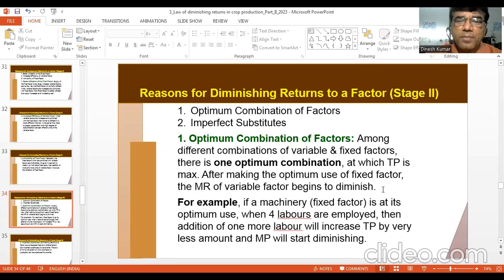For example, if machinery, that is the fixed factor, is at its optimum use when 4 laborers are employed, then addition of 1 more laborer will increase the TP by a very small amount of MP and it will start diminishing. So you need to find out that particular point. And that point will be found out only by applying some economic principles.